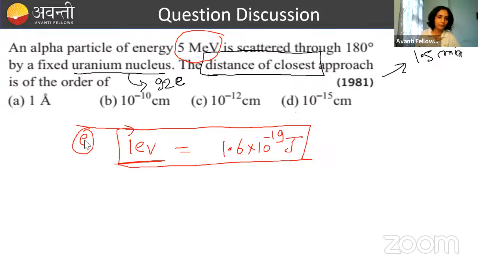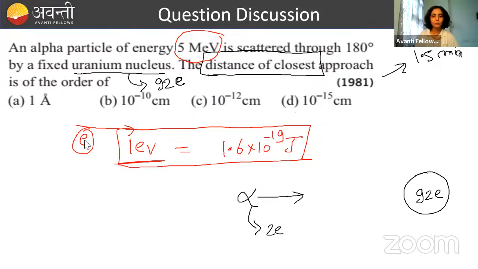तो अब आप क्वेश्चन को समझने की कोशिश करो। So क्वेश्चन कुछ ऐसा है, this is the uranium nucleus. It has a charge of 92 electron and there is an alpha particle. Alpha particle means helium nucleus. It has a charge of 2 electron. So it is moving towards the uranium nucleus. And it is said that it is scattered through 180 degree.